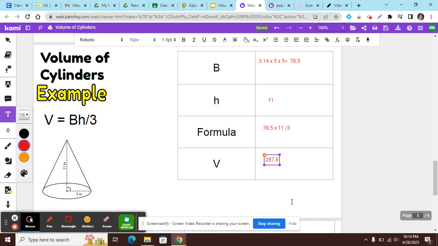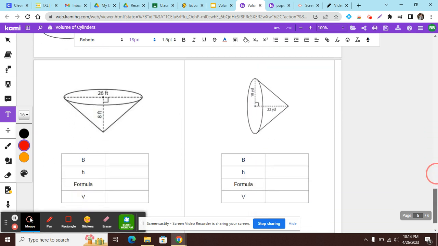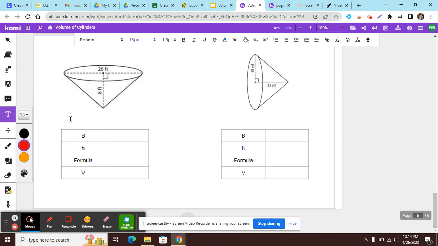So like I said, the only difference between what we were doing before and what we're doing now, so when we did cylinders, and this should be volume of cones, not cylinders. I forgot to change the name, but is we're going to divide by 3 instead. Go ahead and do this one on your own.